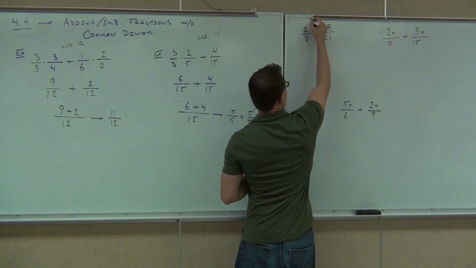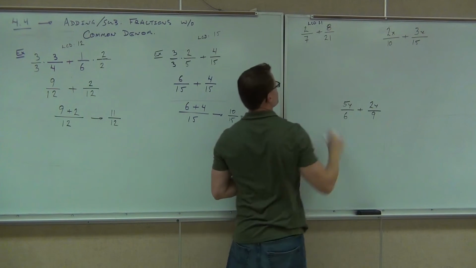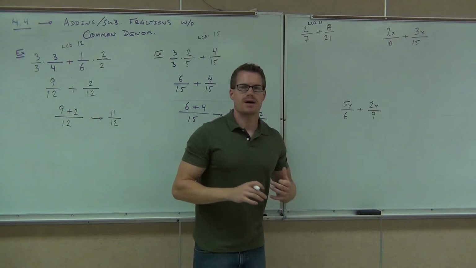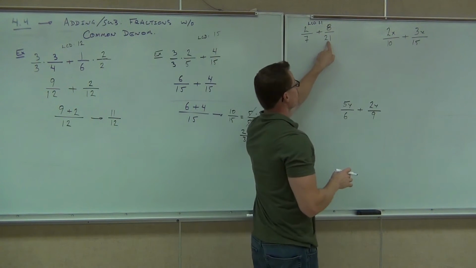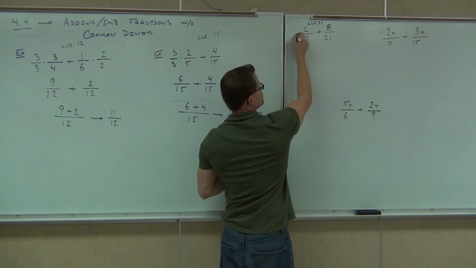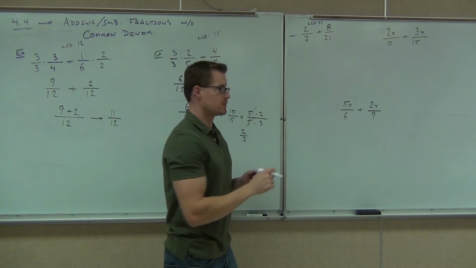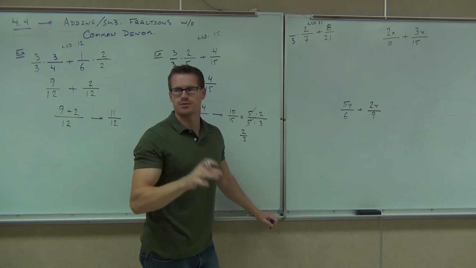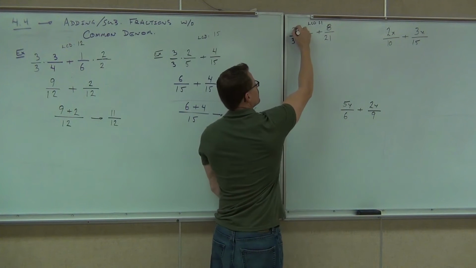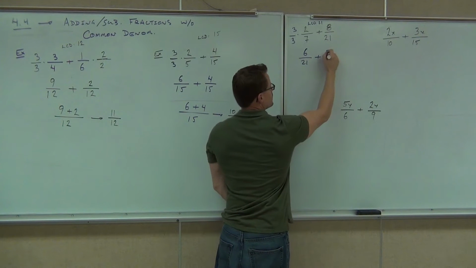So I write LCD is 21. What that means is that my new denominator should be 21 and nothing else. I have 21 already. I don't need to multiply this side. I need 21 over here. What do I need to multiply by to get 21? 3. Okay. If you multiply the denominator, you also have to multiply the numerator. So my fraction becomes 6 over 21 plus 8 over 21.